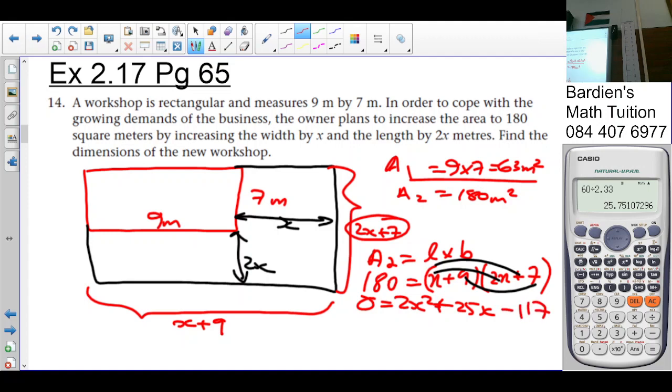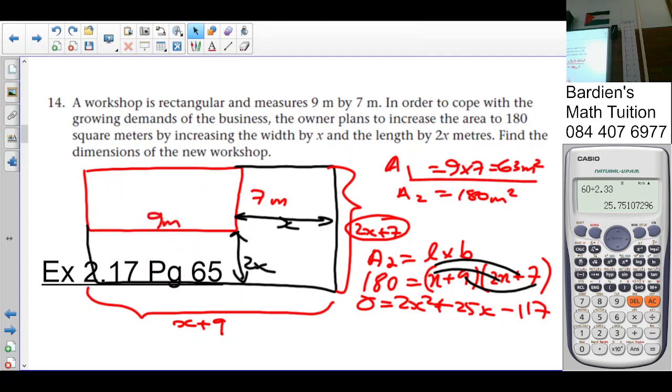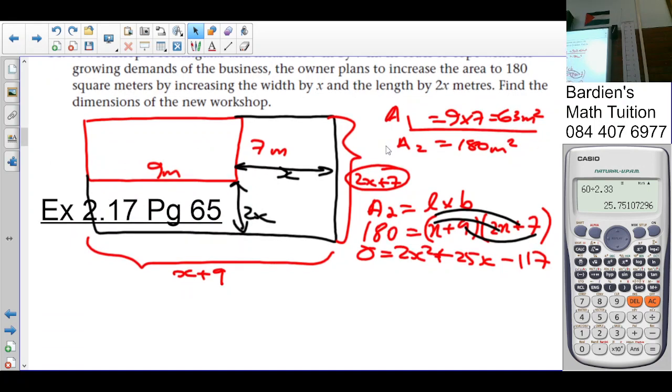Just check here. It's 18 plus 7, which is 25. Correct? My mistake. But anyway, so it's 25. So it's a quadratic equation again. Can you all see the quadratic equation? Yes. Okay, so let me factorize this quickly.